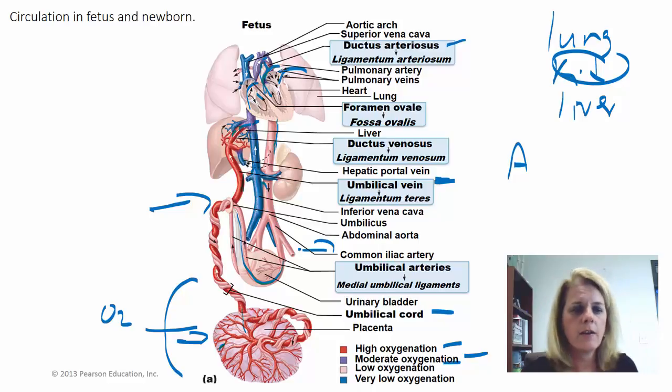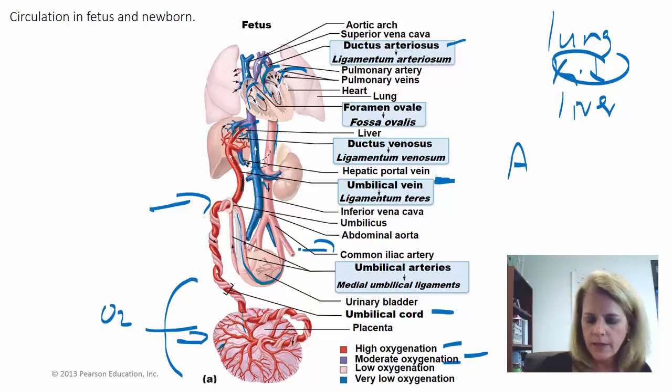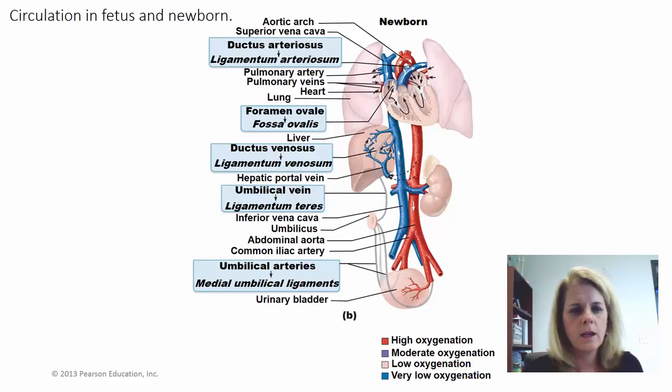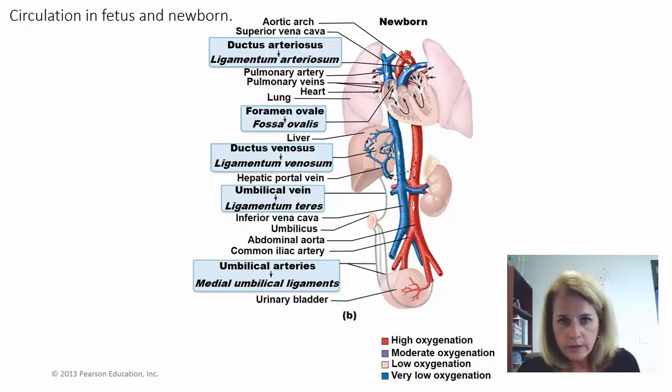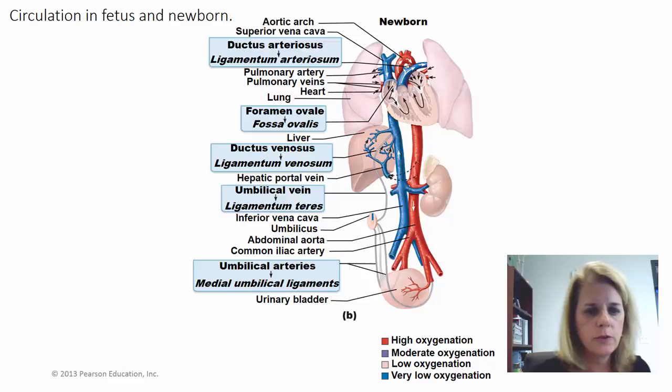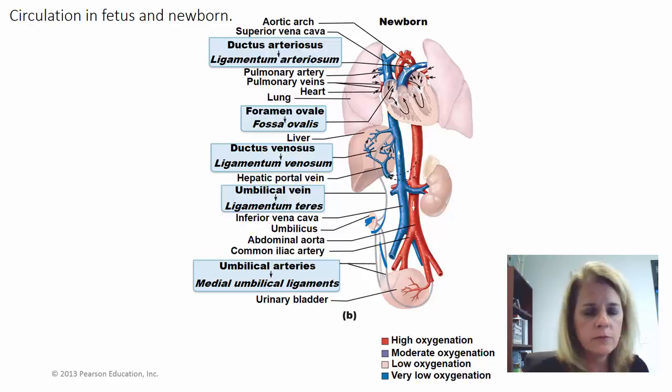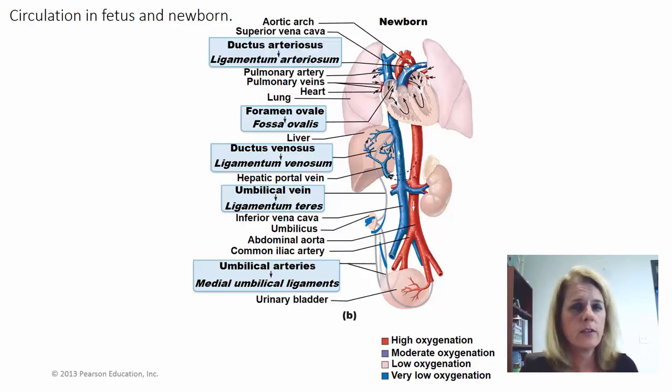So you have 3 shunts that allow for you to bypass the liver and the lungs. Once the infant is born, they take that first breath, and there are some physiologic changes that occur, and within the first 24 to 72 hours, those shunts are going to start to shut down. The first one that shuts down is when you cut off the umbilical cord, so that prevents any more arterial blood and venous blood from reaching the placenta. So now you've taken away the job of the placenta to act as the lungs and the liver. That's going to cause some physiologic changes.